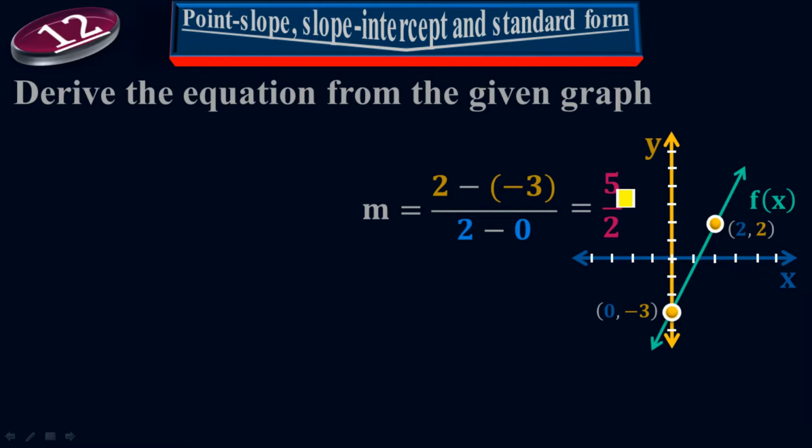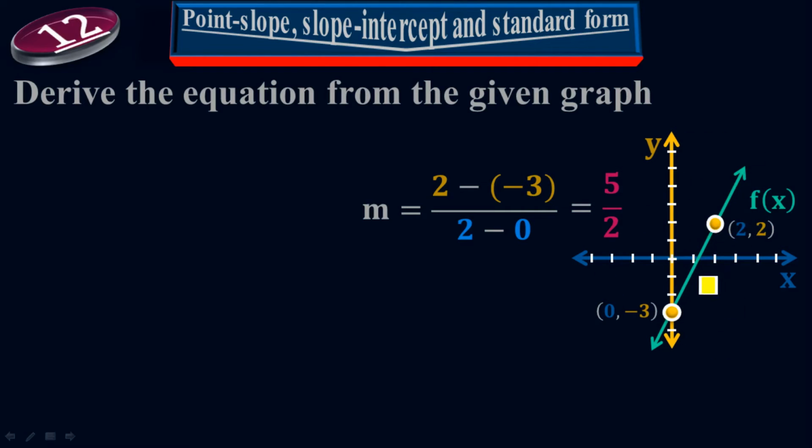Look, rise is the change in y and run is the change in x. So rise over run. Rise 1, 2, 3, 4, 5. I'm going to rise 5 points here. And then run 1, 2 along the x-axis. So rise is 5 and run is 2. Rise over run. This is the first element that we have derived from this given graph.